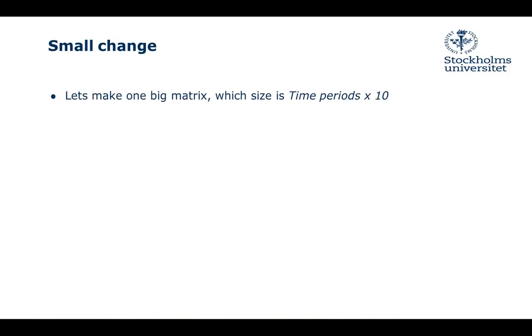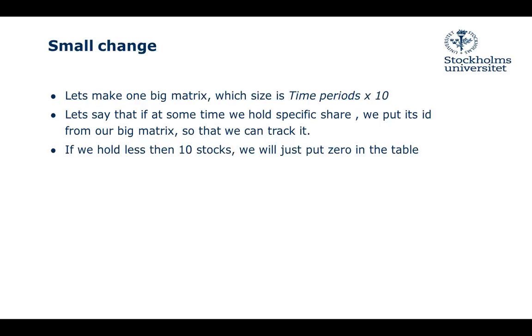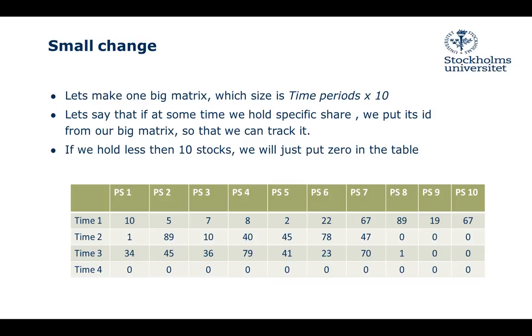Let's create one big matrix and call it our portfolio, and this matrix is going to have maximum 10 columns and it will have such number of rows which will be equal to the total time periods. And let's say that if at some specific point of time we hold a specific stock, then we just copy the ID of the stock from a general matrix into our portfolio matrix. If we hold less than 10 stocks, instead of putting some identifier, we put in 0. The reason for this is that there is no 0 column or 0 row. And this is how our portfolio may look like.